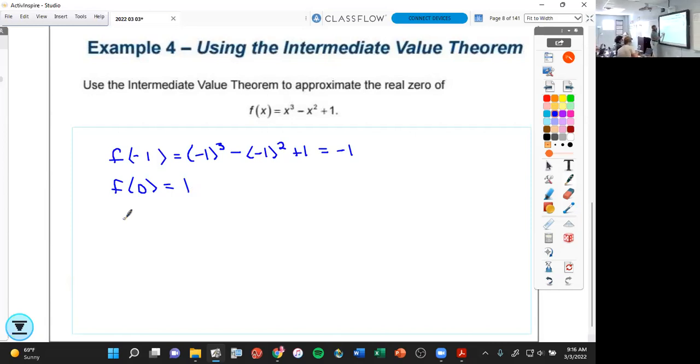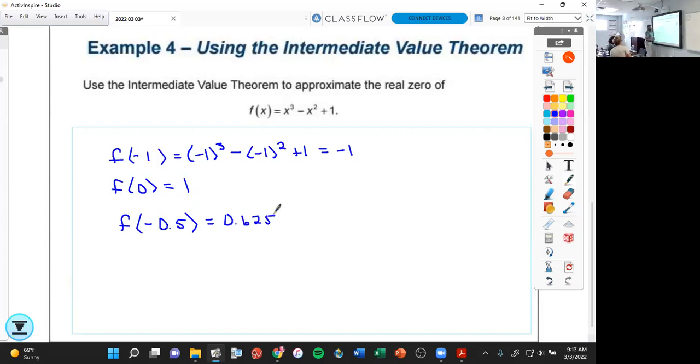And if I wanted to, I could even get closer. Someone with the calculator, I want f of -0.5. You see what I just did there? I cut this in half, right? I'm trying to narrow down to see where that 0 is. So if I plug in -0.5 into this function, what do we get? A positive? 0.625. Okay, so now what I know is there's a 0 between -1/2 and -1. Does that make sense?